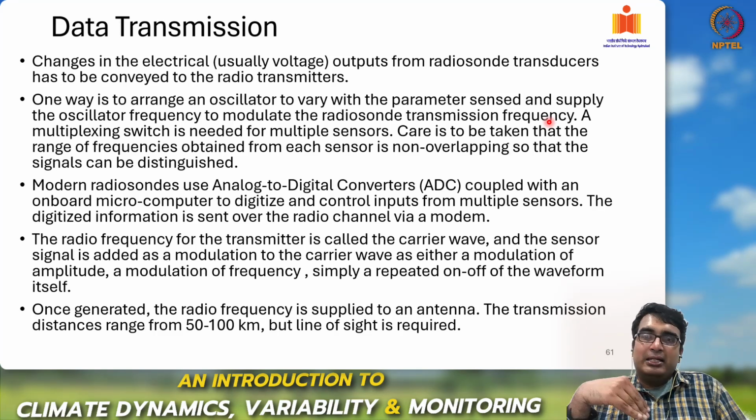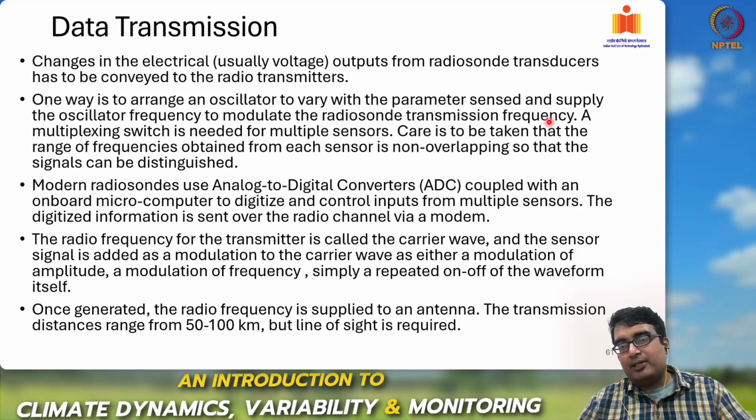This can be done for multiple sensors. A multiplexing switch is therefore needed for the multiple sensors. Care is to be taken that the range of frequencies obtained from each sensor is non-overlapping. So, this is very important.